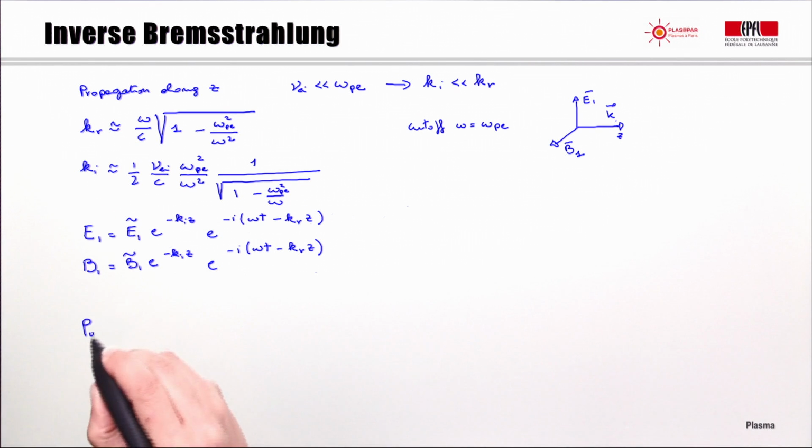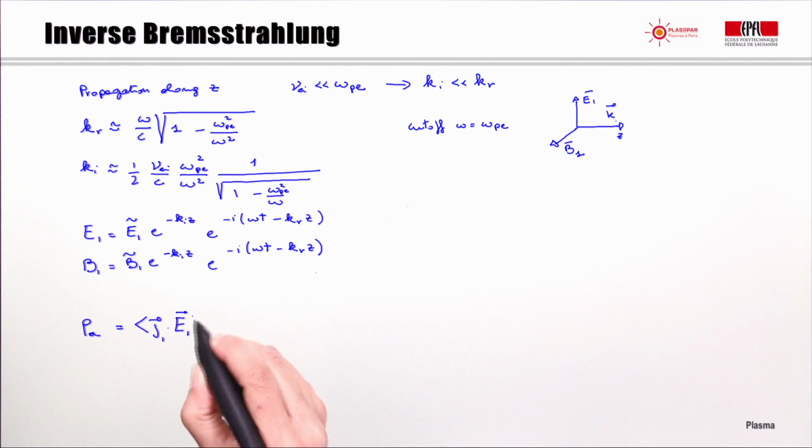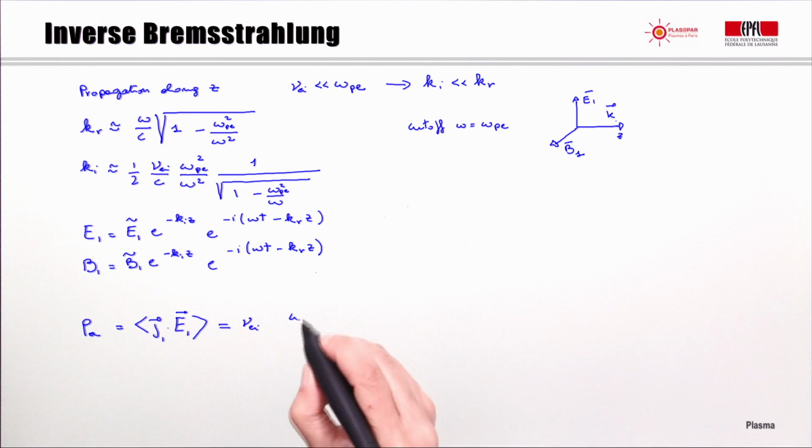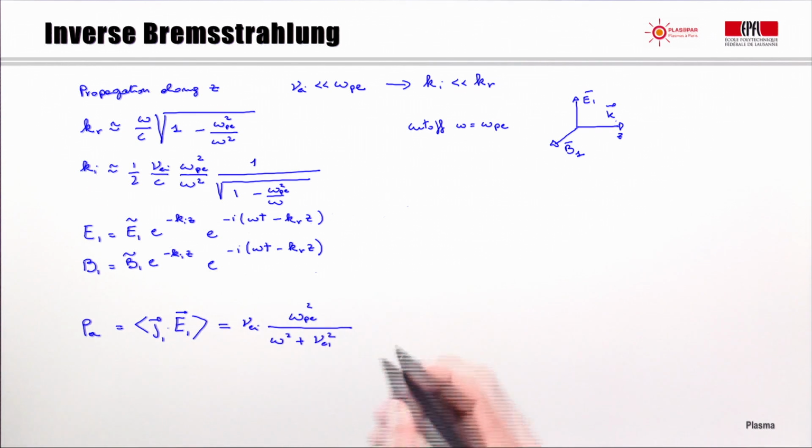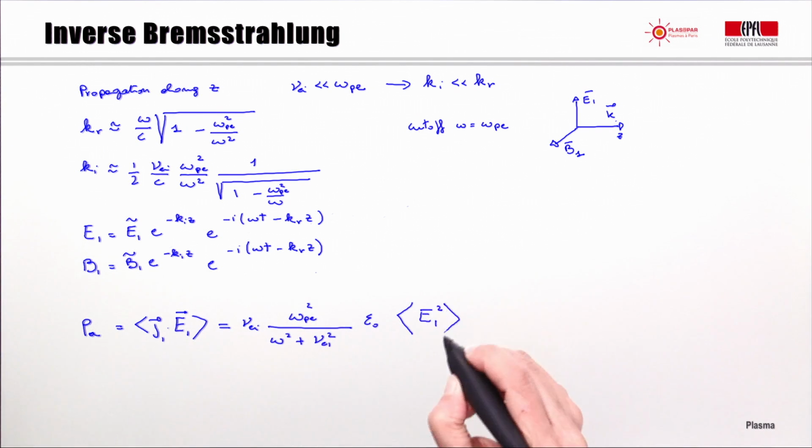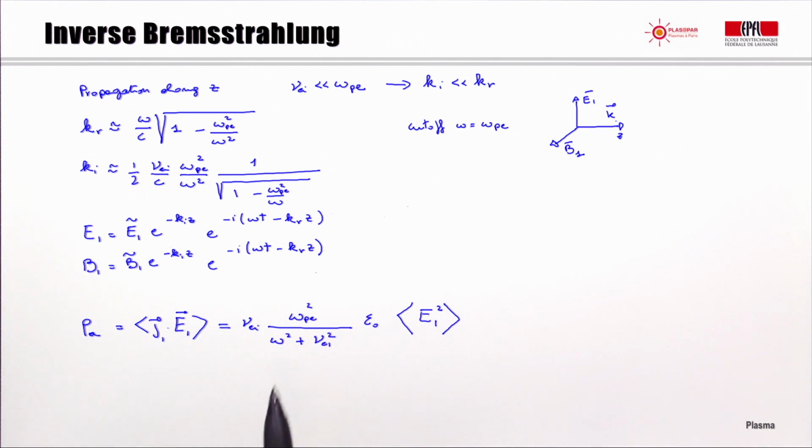This can be calculated just as Joule heating, where the average is over the laser period. As you can see, the absorbed power is proportional to the collision frequency, to the local value of the amplitude of the field square, and it also depends on the frequency of the wave in the denominator to the second power. This means that the absorption mechanism can be more or less efficient depending on the frequency of the wave.